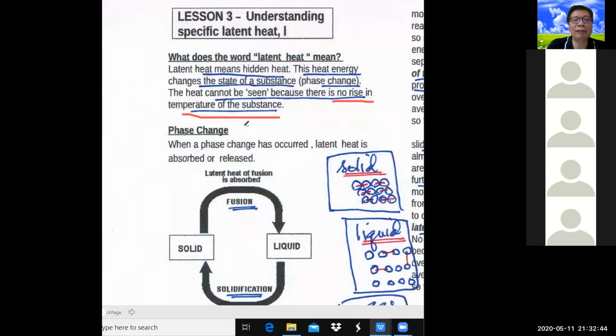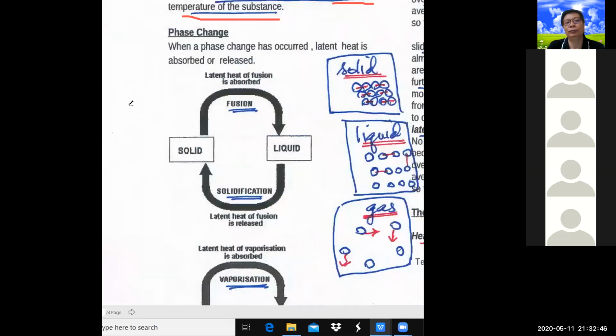There are a few steps you need to understand here first. Changing of phase, or phase changes. When a phase change has occurred, latent heat is absorbed or released. Sometimes absorbed, sometimes released. You have to memorize when heat is absorbed and when it is released.